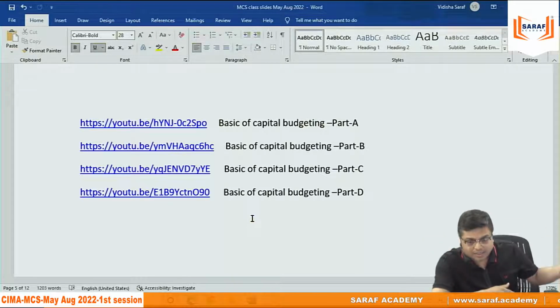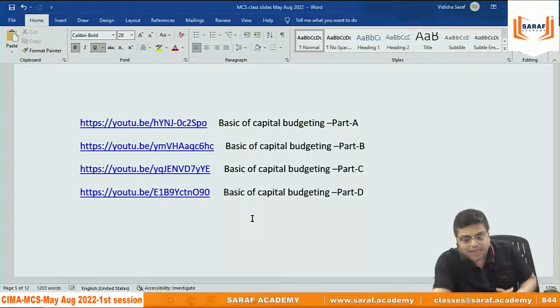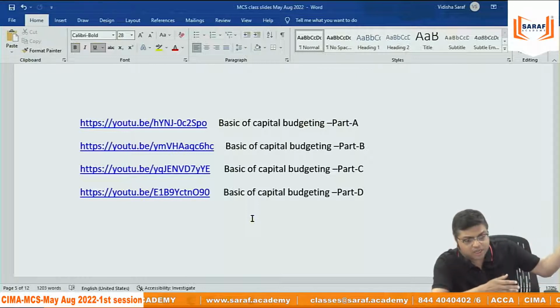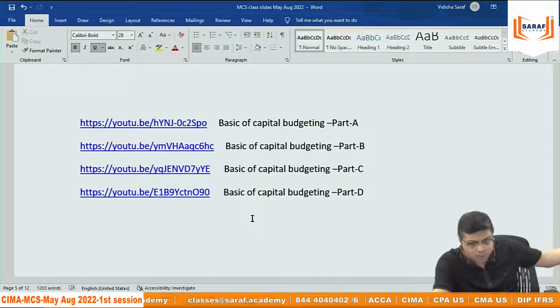If there is a customer or a supplier taking action against the company and you are the management accountant in the company, you should be able to help the organization to deal with the customer, to deal with the suppliers, to deal with the financiers, to deal with the auditor.